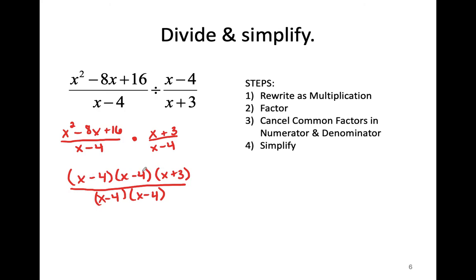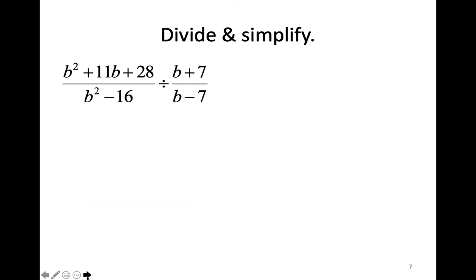And so again, now we go ahead and cancel out common factors. So this x minus 4 and this x minus 4 cancel, this x minus 4 and this x minus 4 cancel, and all I am left with is x plus 3 in the numerator. I could put this over 1, but that's not necessary. So there is my simplified problem. All right. So again, division and multiplication are pretty much the same. The only thing we have to do in that division problem is rewrite it as multiplication first, then go ahead, factor, cancel, simplify. All right. Let's do one more just for practice sake, and then we'll cut it loose.